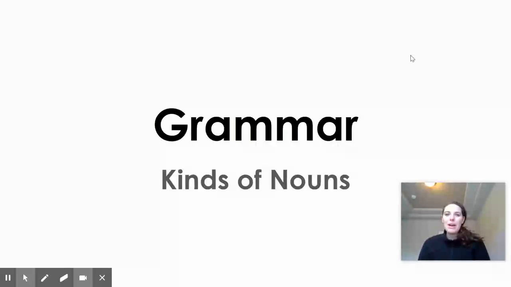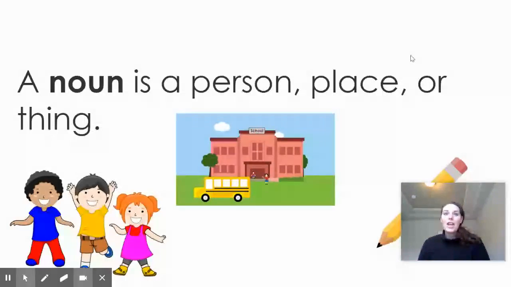Today we are going to be talking about kinds of nouns. Last week we learned about singular and plural nouns. This week we are going to be talking about the difference between common nouns and proper nouns. Remember, second graders, that a noun is a person, a place, or a thing.